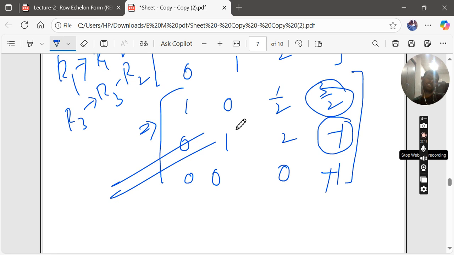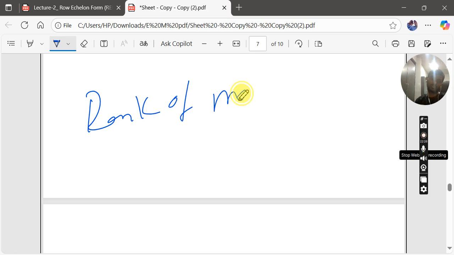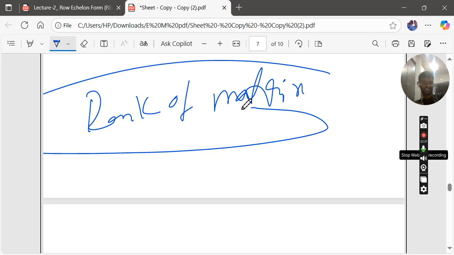Okay. So in the next class, we will see a lecture about rank of a matrix. In rank of a matrix, we again need to apply the same operations, but there we have the freedom to apply any operations, row or column.